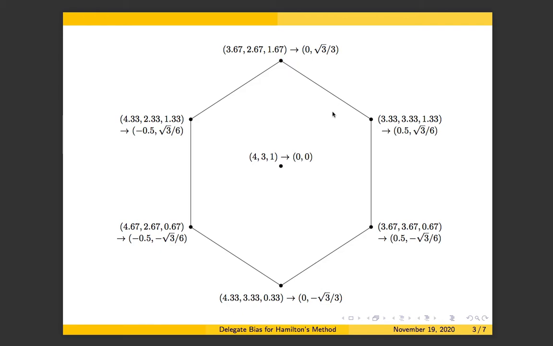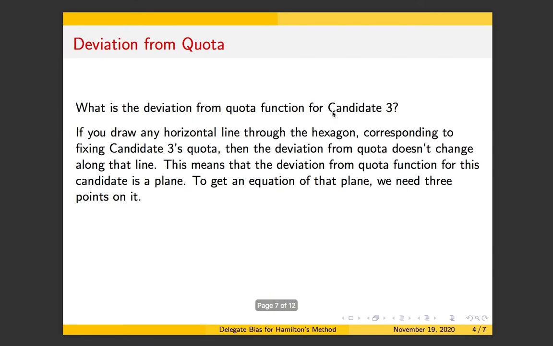So what kind of picture would you draw if you had to draw that information? You would get a plane. If your output is constant along horizontal lines, so these heights are constant along these lines, you will get a plane. So to get the deviation from quota function itself, I really just need an equation of that plane. But as we saw in chapter 12, to get an equation of a plane, you need 3 points on the plane, with the caveat that they can't all be in a line. But generally speaking, to get an equation of a plane, you need 3 points on it.